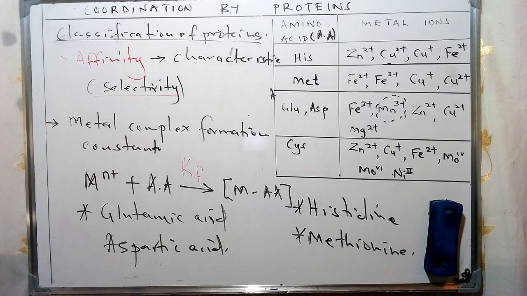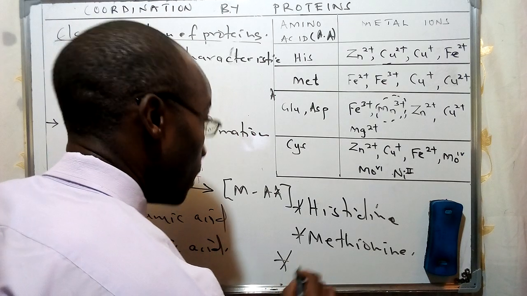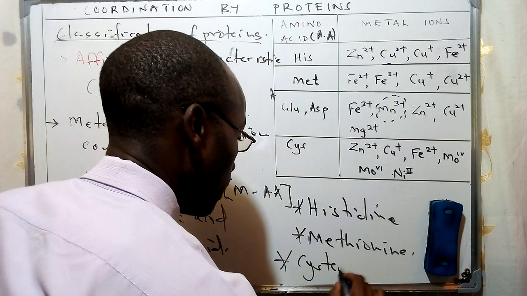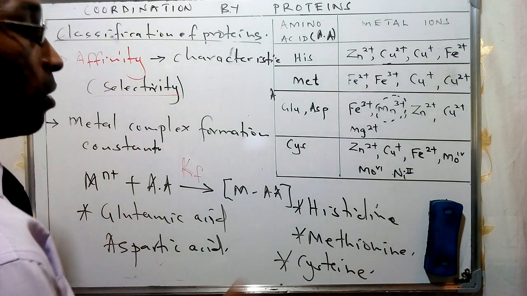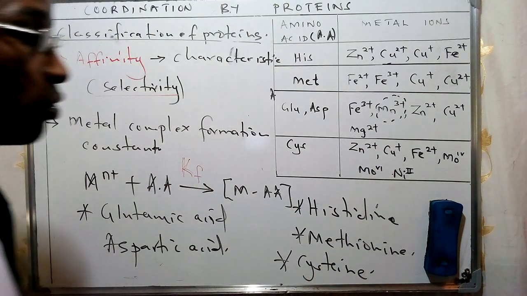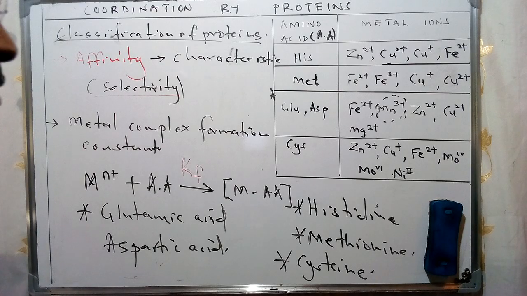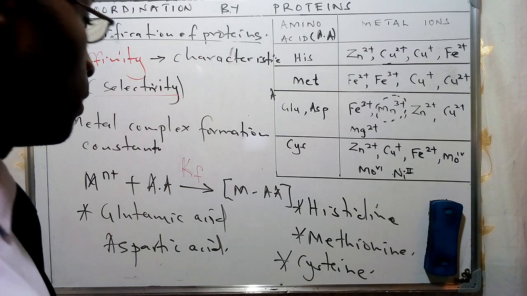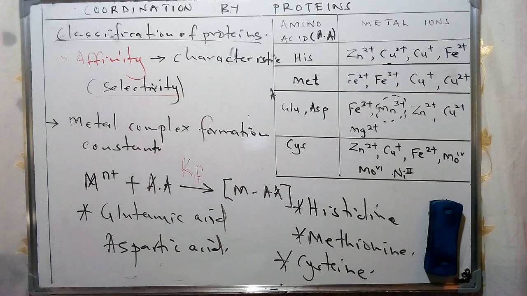The last one is going to be cysteine, which I've given in terms of a representation of a structure. And this is going to be coordinating or joining with zinc 2+, copper 1, iron 2, molybdenum 4 and 6, and then nickel 2 ions. And this is going to be forming a different range of compounds which we're going to come across.